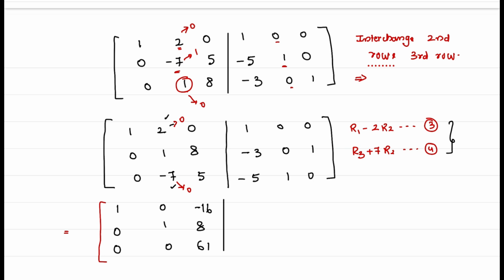R1 here is not 0, sir. We have to be careful. R1 minus 2R2. R1 is 1, minus 2R2. Minus 2 into minus 3 is 6. 1 plus 6 is 7.